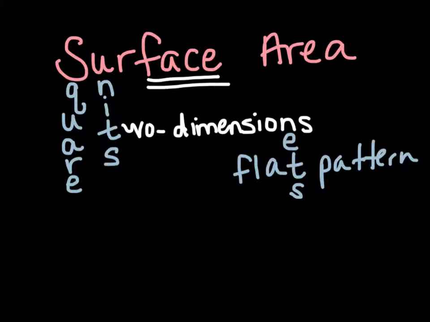So just as a quick reminder, surface area is always in 2 dimensions. We think about making nets or a flat pattern, and we label our answer in square units.